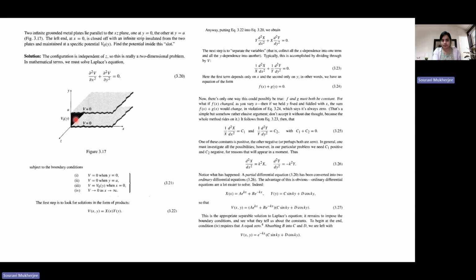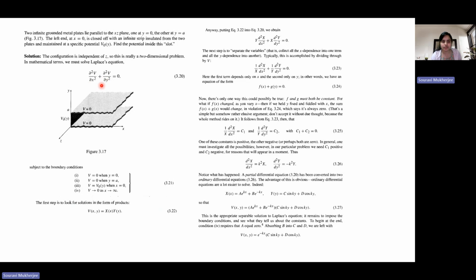Now, in this region between the two plates, there are no charges. So that means rho is 0. So that means the potential here does satisfy the Laplace equation. And because the problem does not depend on z, there is no z dependence here, so you can just write it in two dimensions. So we have to solve the two-dimensional Laplace equation, which is given by this relation here. So we want to find V.